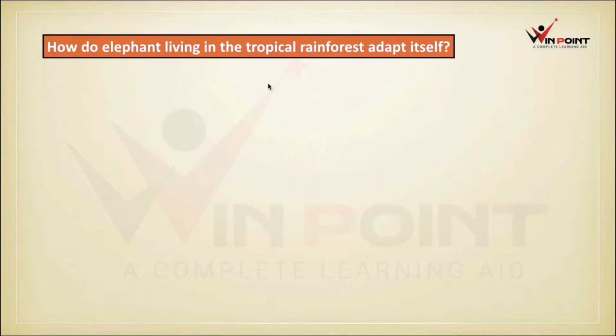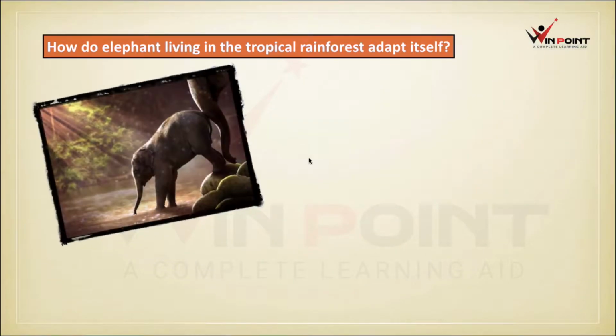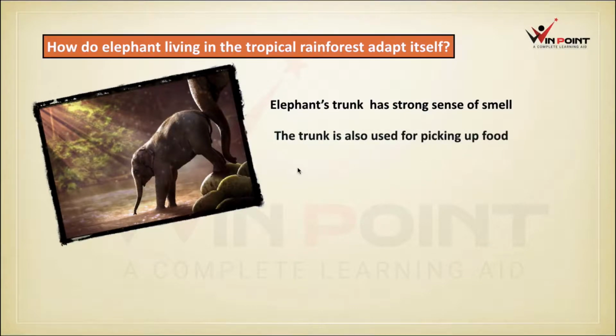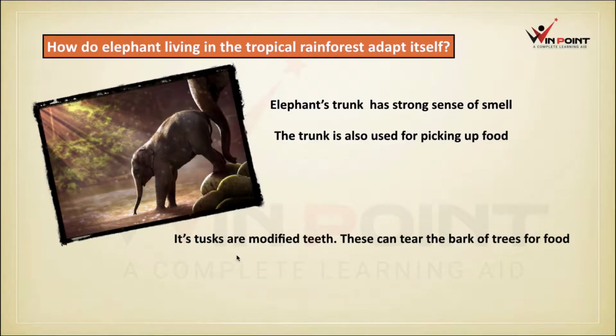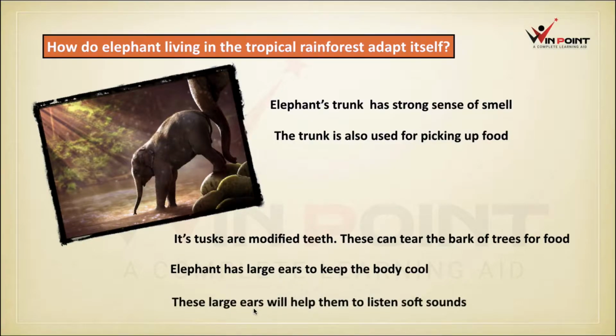How does an elephant living in the tropical rainforest adapt itself? Elephant's trunk has strong sense of smell. The trunk is also used for picking up food. Its tusks are modified teeth. These can tear the bark of tree for food. Elephant has large ears to keep the body cool. These large ears will also help them to listen to soft sound.